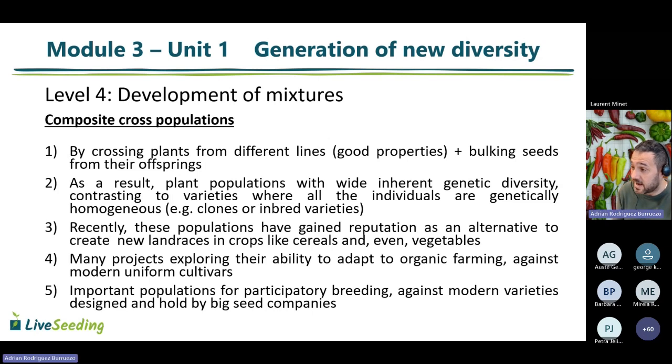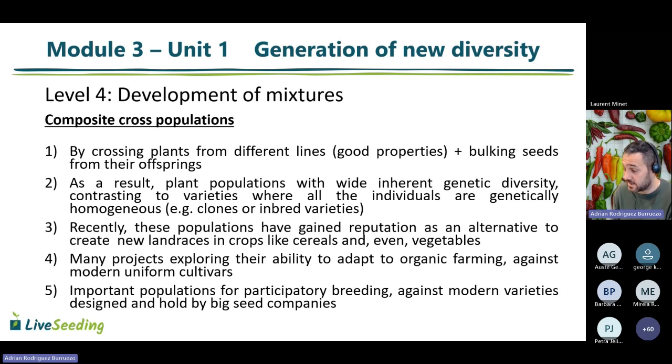And they are much more diverse than other varieties where all the individuals are genetically homogeneous, like clones, inbred varieties, or F1 hybrid varieties. Recently, these kinds of populations have gained a reputation as an alternative to create new landraces. I mean, as starting points to breed based on this huge diversity generated, to develop new landraces in crops like cereals or even vegetables.